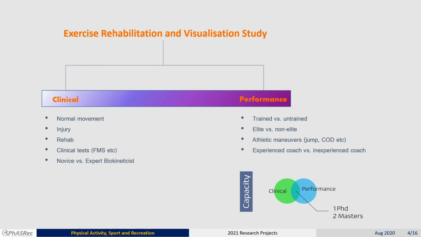From a performance point of view, you might want to look at trained versus untrained athletes or individuals, elite versus non-elite individuals, specific athletic maneuvers. So what happens or what do you look at when evaluating a jump or a change of direction task in order to more effectively complete those types of techniques? Or what is the difference between experienced and inexperienced coaches when they are evaluating a particular movement or sequence of events? The capacity for this particular research project, whether it's clinical or performance-based, can accompany one PhD student and two master's.